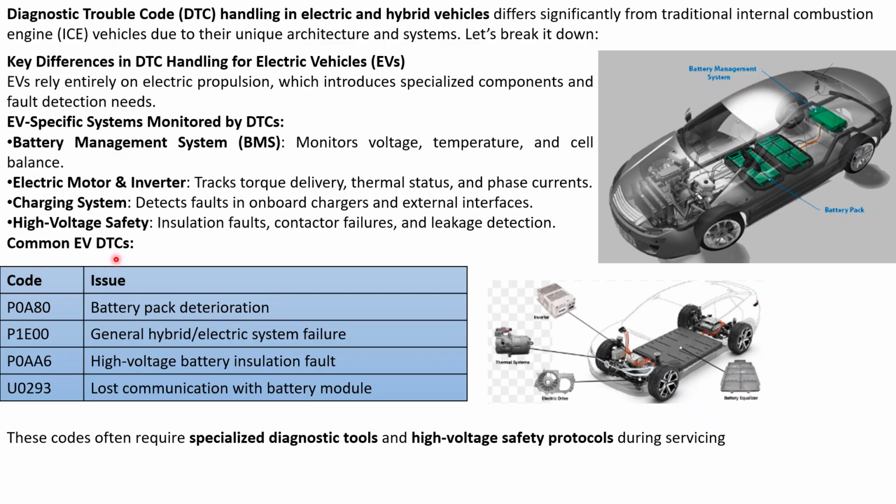And common EV DTCs. The DTC nomenclature more or less follows the same procedure as the IC engine DTC. I'll give you some examples. P0A80 means battery pack deterioration. P1E100 general hybrid electric system failure, P0A6 high voltage battery insulation fault, and U0293 lost communication with battery module. These codes often require specialized diagnostic tools and high voltage safety protocols.